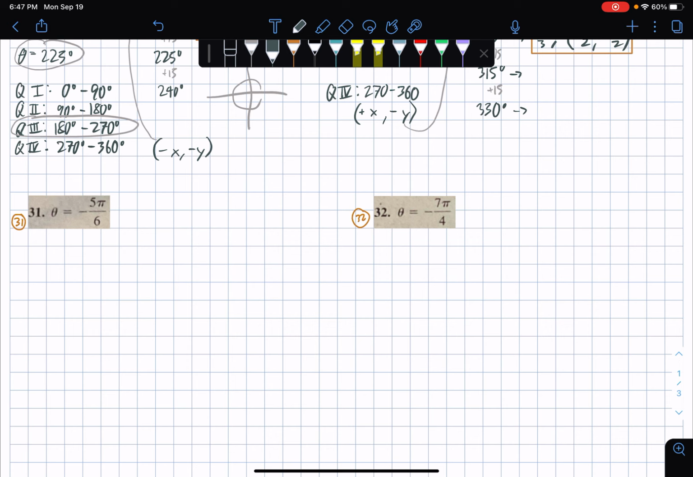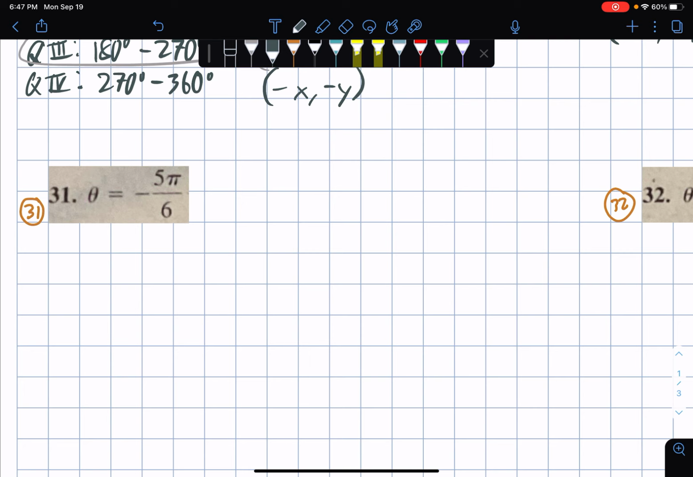All right, number 31. So theta is equal to negative 5 pi over 6 times 180 degrees over pi. Theta is negative 150 degrees.